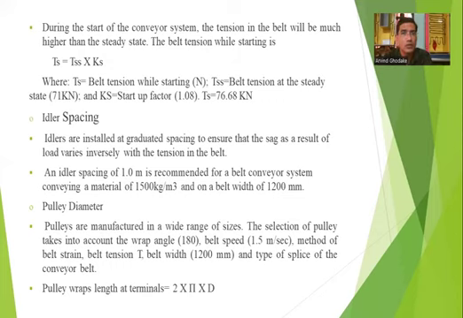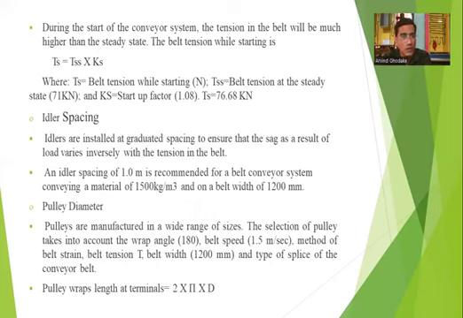Then during the start of the conveyor system, we can also calculate the belt tension by starting. That will be TS is equal to TSS into KS, where KS is the startup factor. So in that way also we can calculate the starting tension, that will become 76.68 kilonewton.